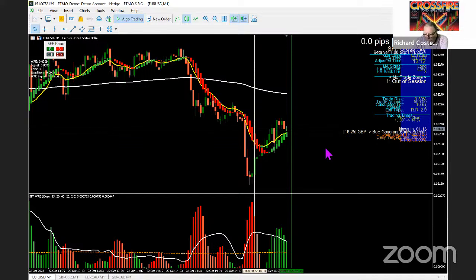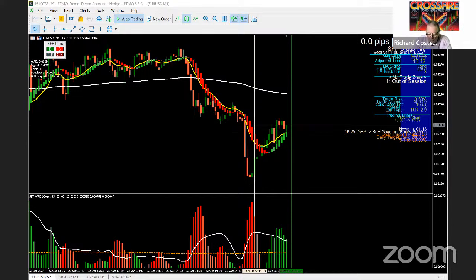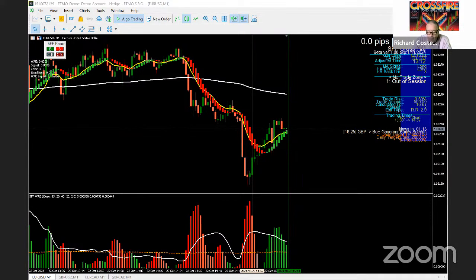So I'm going to stop sharing this screen. I'm going to show you the trading view screen. And this is, if I just click on that, I want to be on Euro USD. Computer's going really slow. Come on.